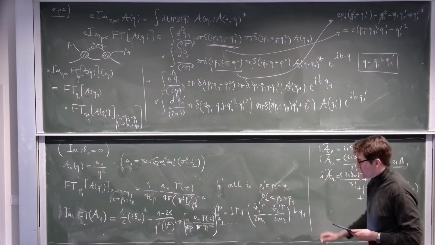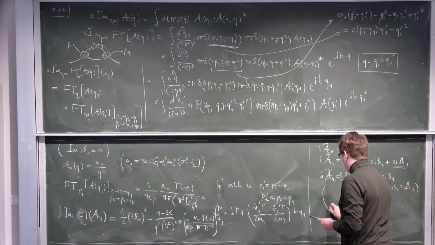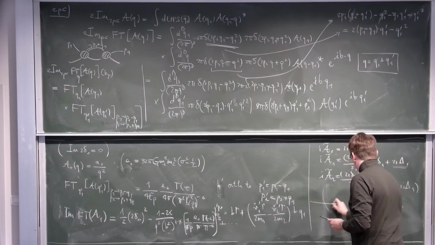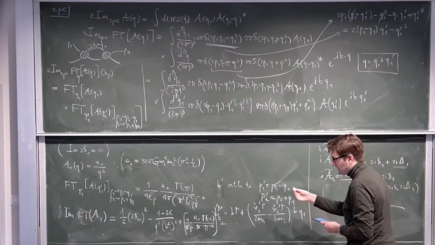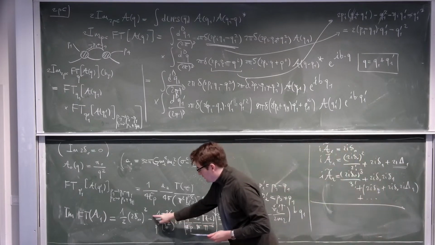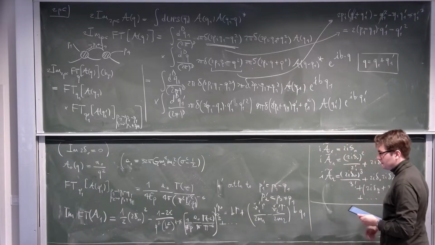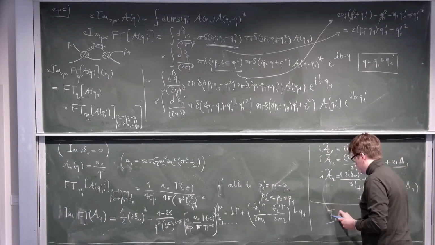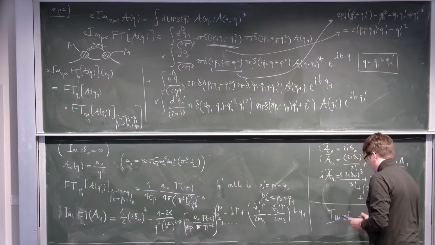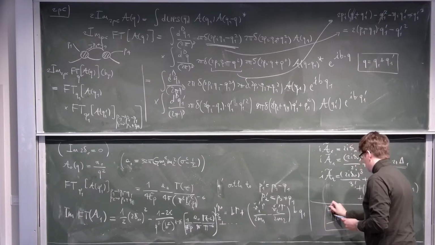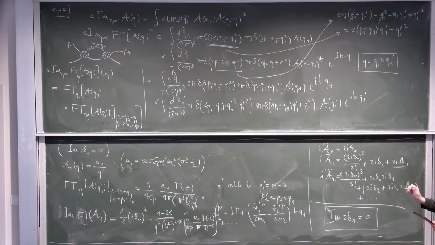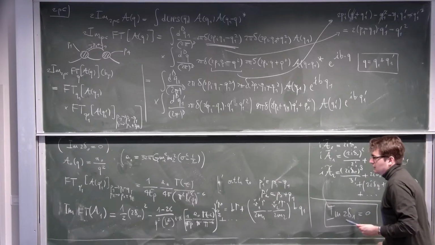So from that relation we can deduce that there is no contribution to delta 1, right? So imaginary part of delta 1 is zero. Delta 1 is real. Is this step clear? More or less.